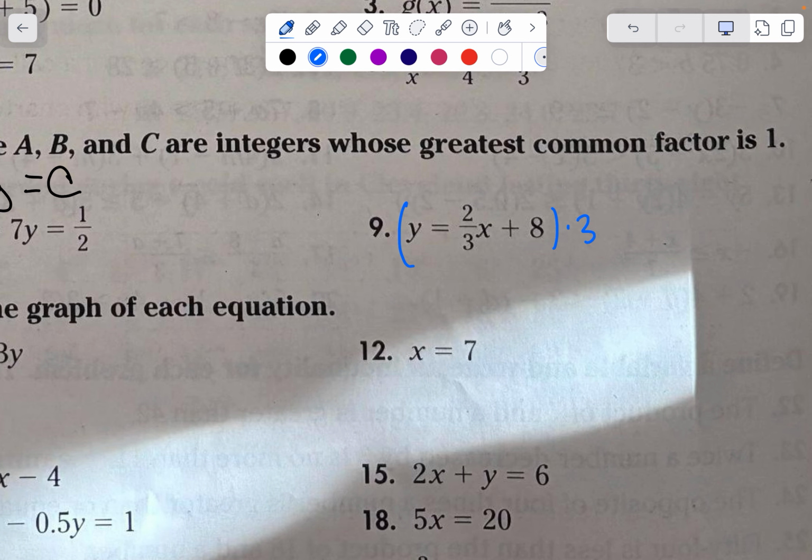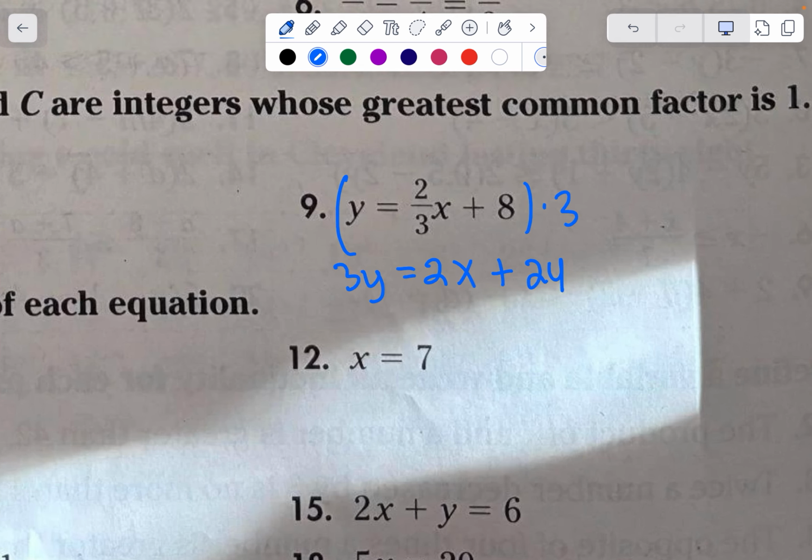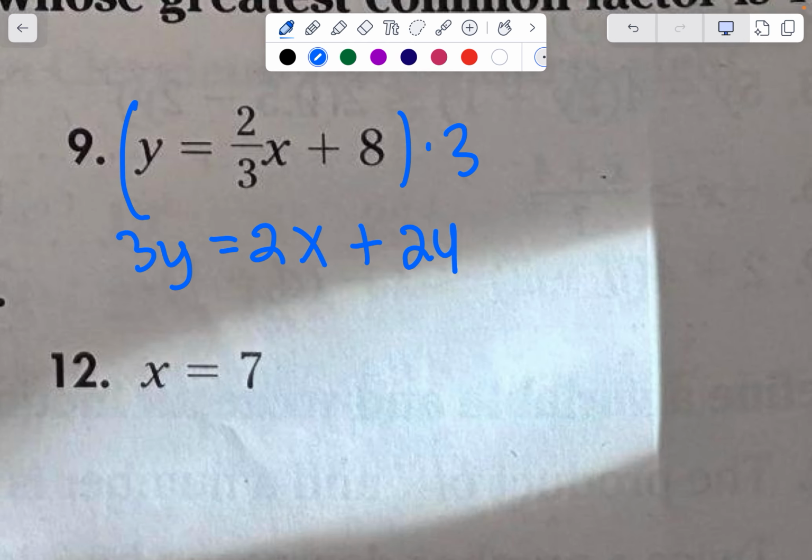Okay? So we get 3y equals 6 divided by 3, which is 2x plus 24. Now, if you do that, we want the x and y to be on one side with the x being positive and the number on the other side. So what's technically going to happen is let's take the y and put it over there. Let's take the 24 and put it over there. So then our x is going to be positive.